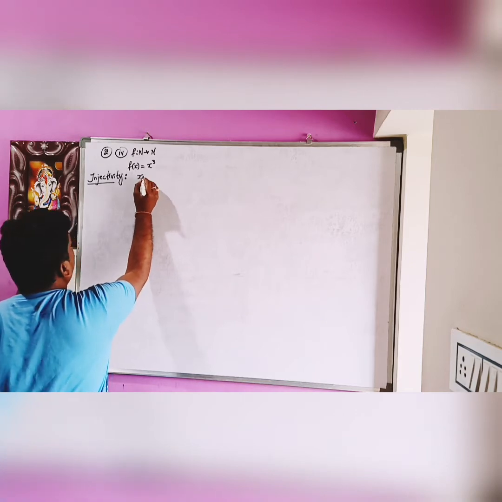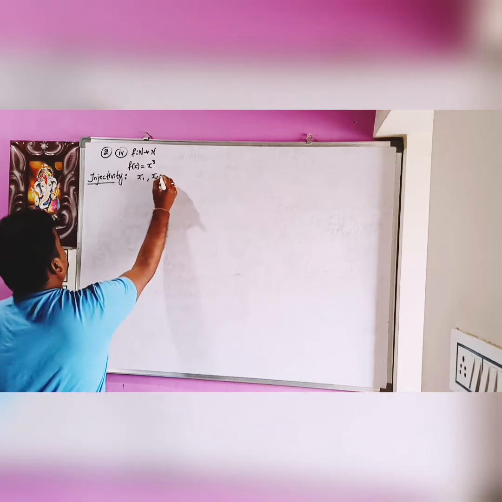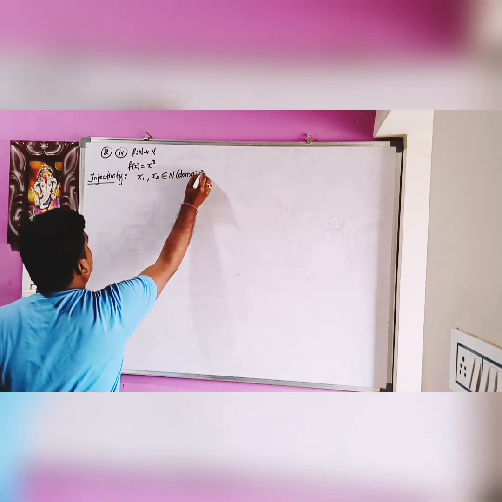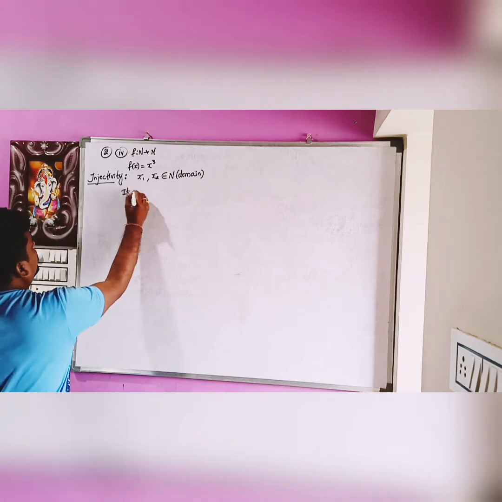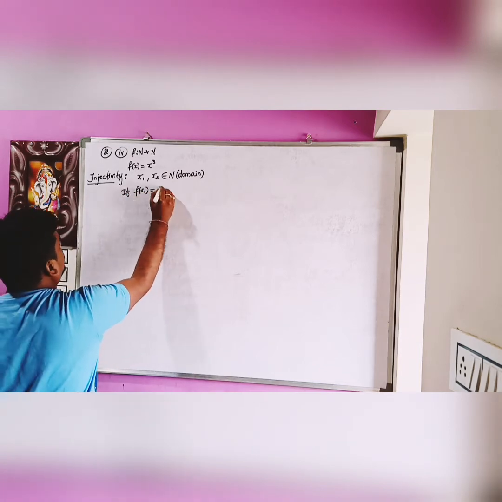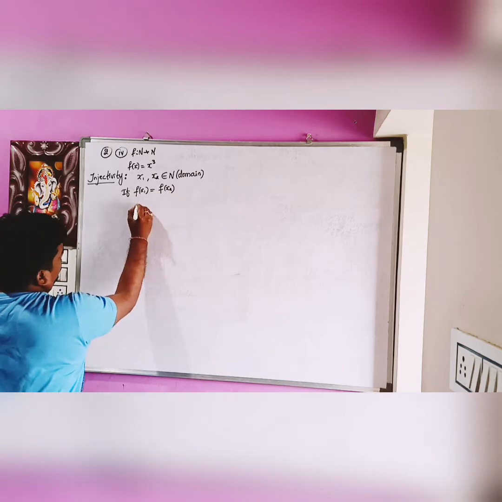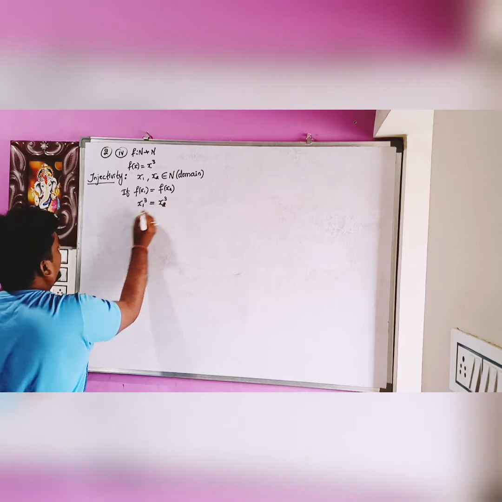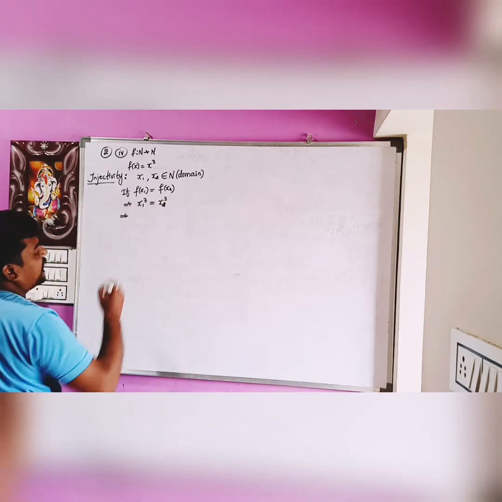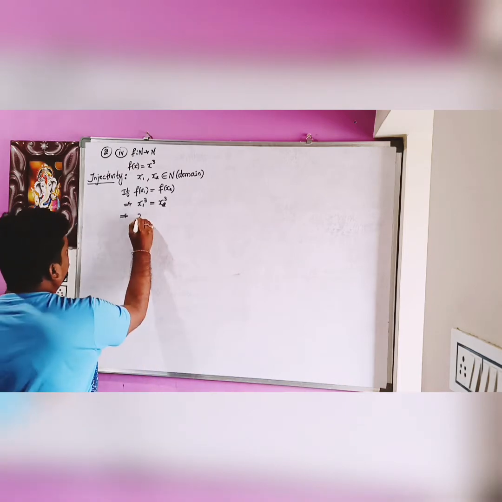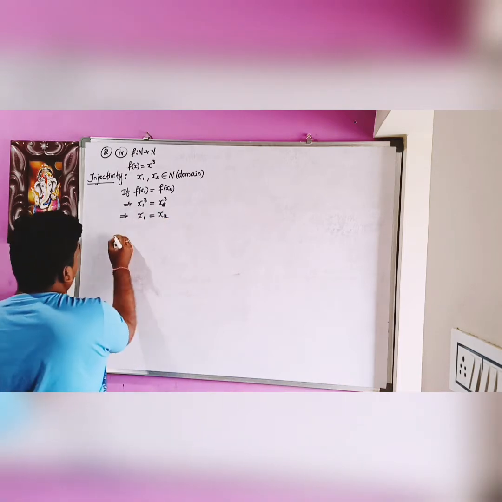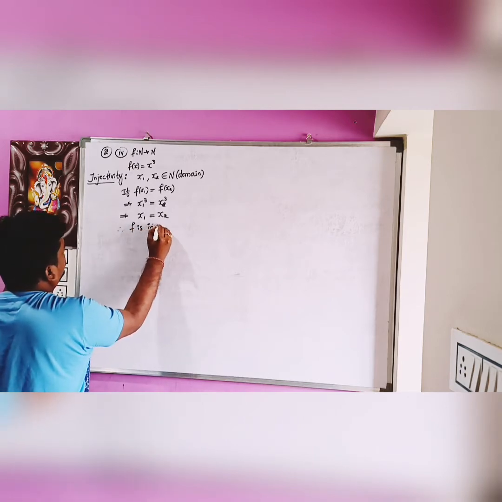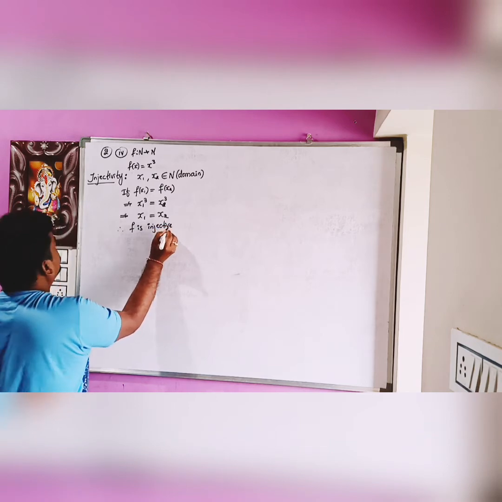Let x1, x2 belong to capital N, that is the domain. If I take any elements from the domain, f of x1 is equal to f of x2. Then x1 cube is equal to x2 cube. Since they are natural numbers, we get x1 must be equal to x2. Therefore f is injective. So that is the definition of a one-one function.